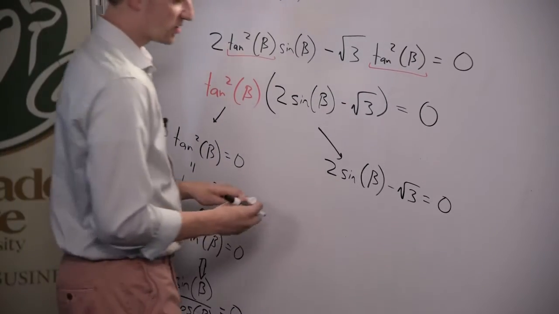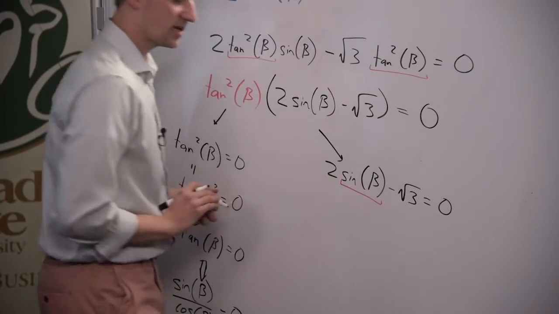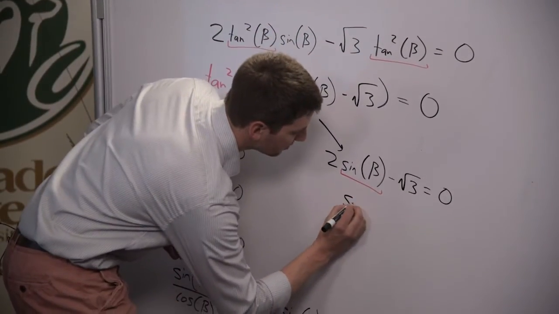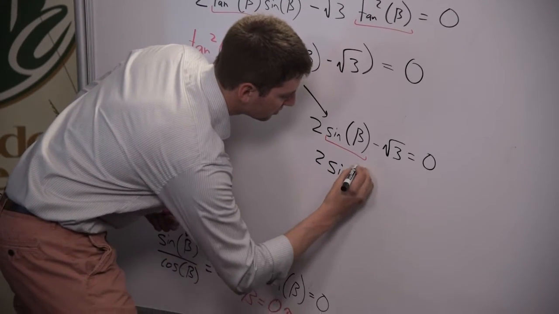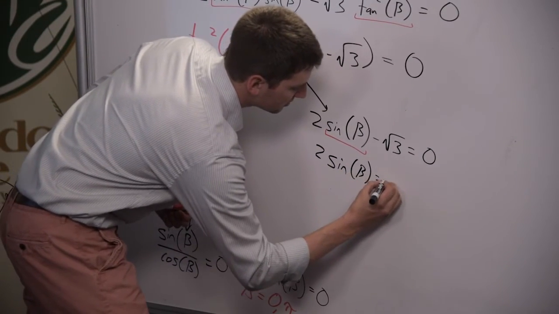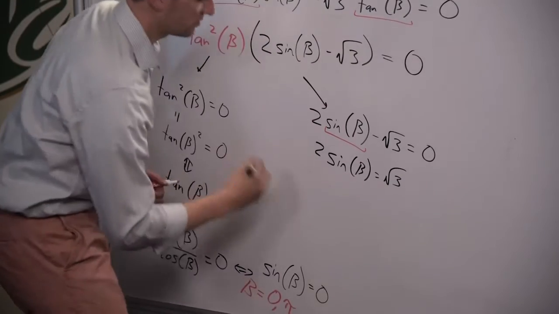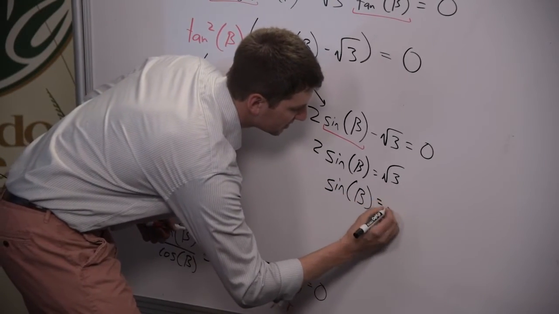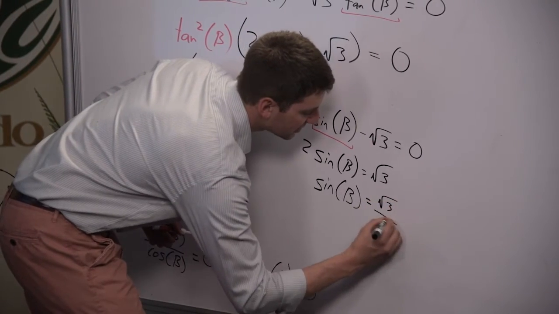Just like before, we want to solve for this sine of beta. So let's just use algebra to move everything over. First of all, we get that 2 sine of beta is equal to the square root of 3. And lastly, we divide by 2 to get that sine of beta is equal to the square root of 3 divided by 2.